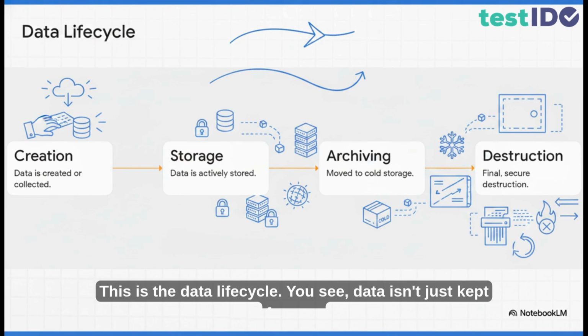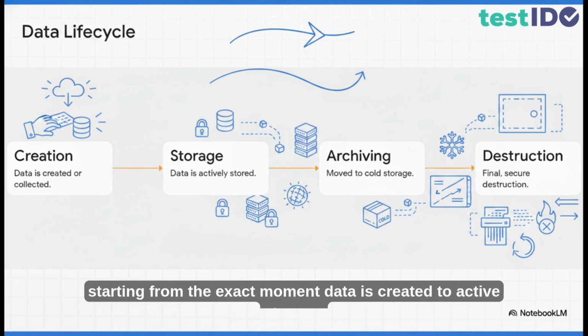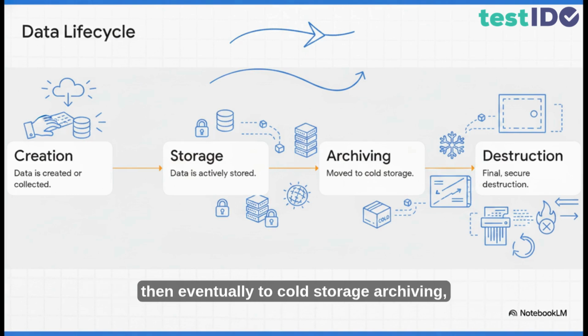Let's move to our third pillar and see how this builds. This is the data lifecycle. You see, data isn't just kept forever. It actually goes on a journey. Governance policies define this entire lifecycle, starting from the exact moment data is created to active storage, then eventually to cold storage archiving, all the way down to its final secure destruction.